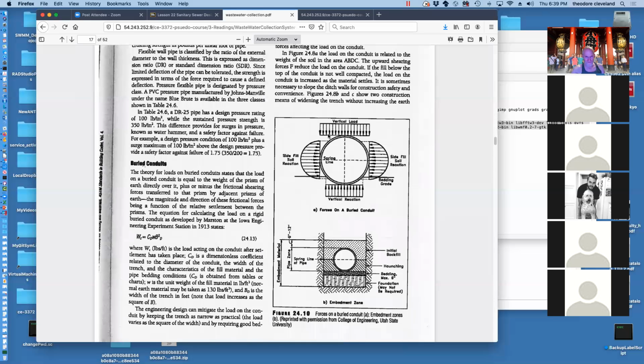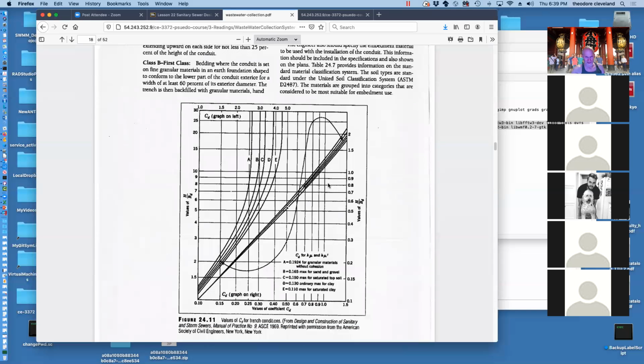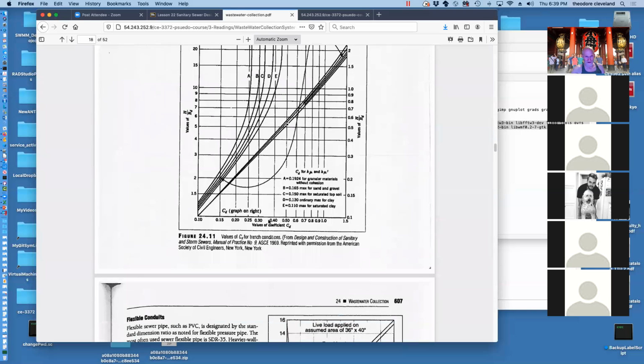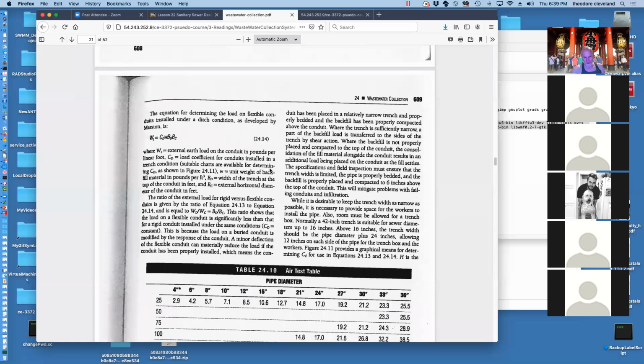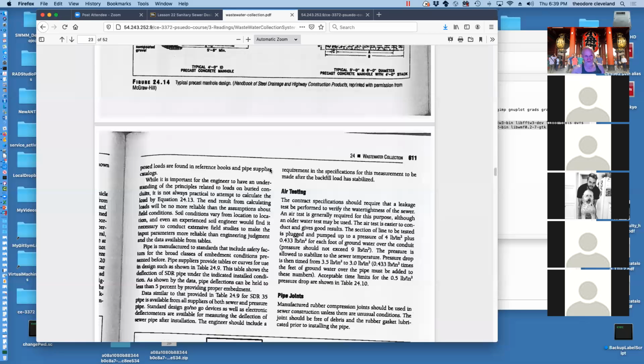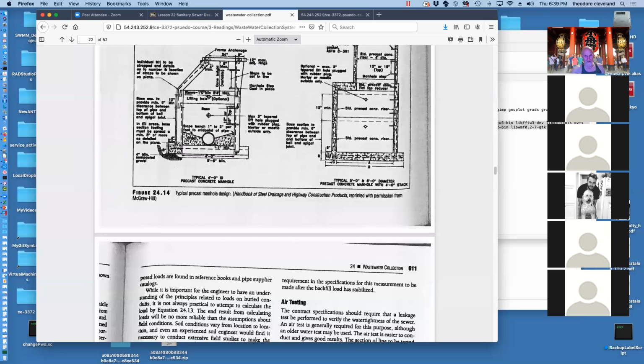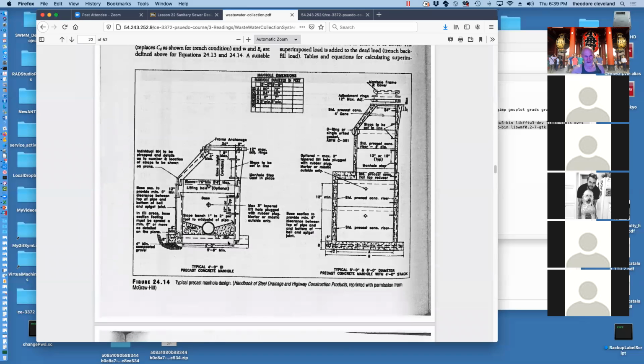Then there's the necessary stress calculations and equations that associate depth to diameter and different soil stresses. And that's pretty much the remainder of the chapter. And then it goes into detailed design of maintenance shafts.